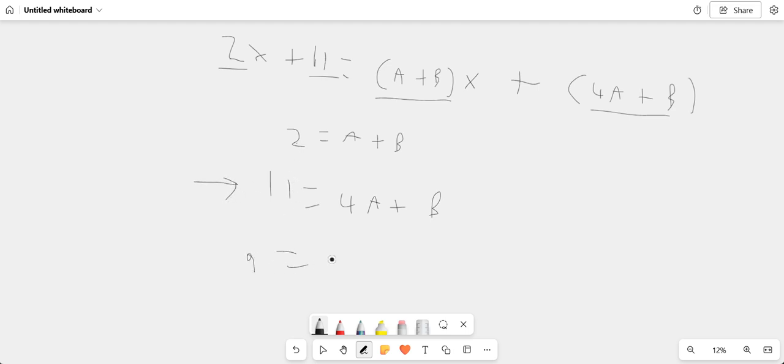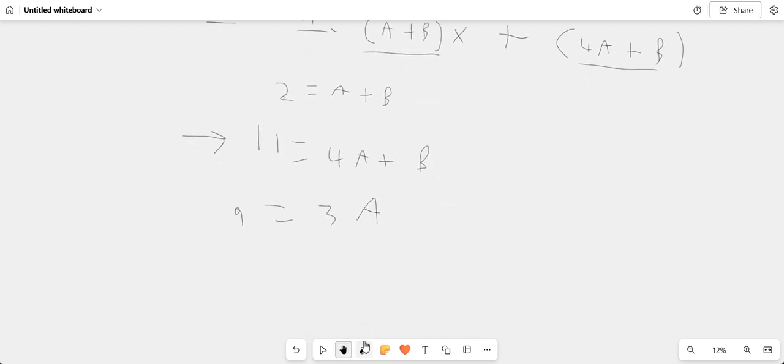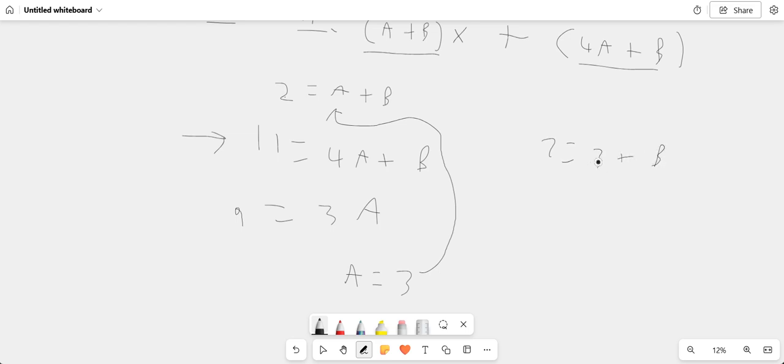11 minus 2 is 9. 4a minus a is 3a. And b minus b cancels. So therefore you can get a straight away. So a is equal to 3. And then now that you know a is 3, put that into the first equation. So put 3 into here, and you're going to get 2 is equal to 3 + b. So therefore b is equal to minus 1, isn't it? Because minus 3. So b is equal to minus 1.